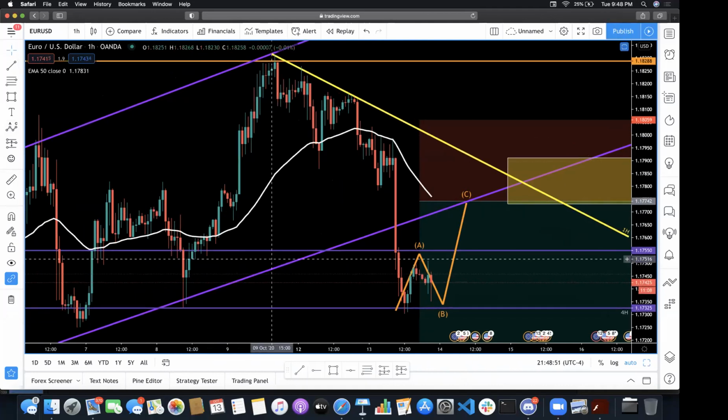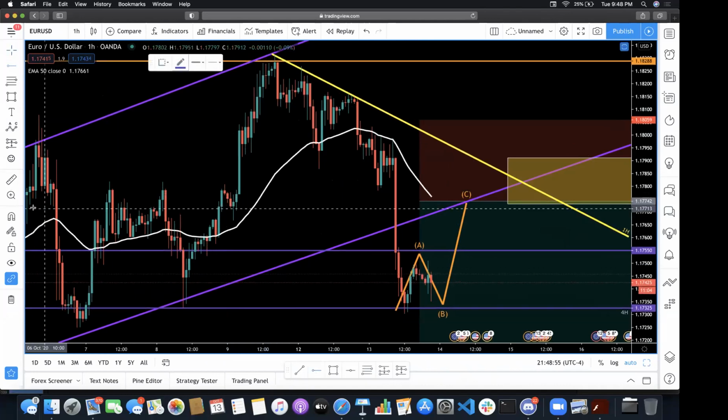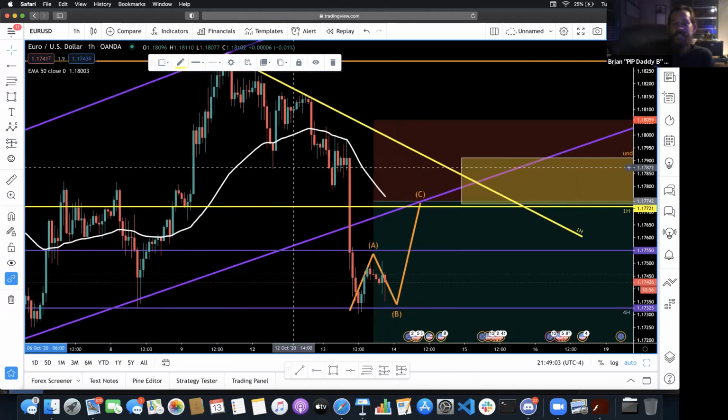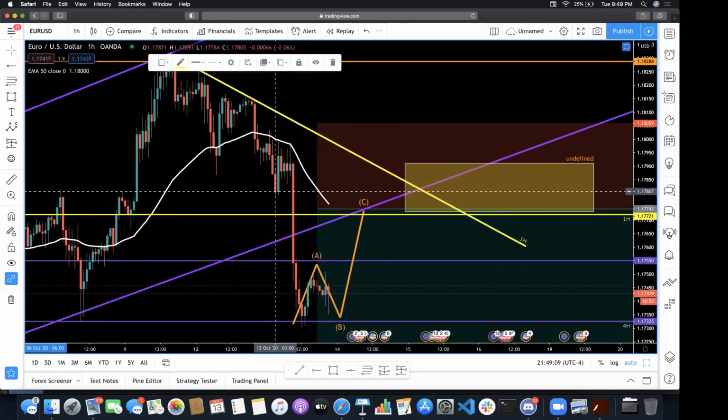Now let me point out something to you guys too. Going back up, that trend line is going to become a resistance as well now, where that C is. It'll be tested as well. So this is what we're looking for.